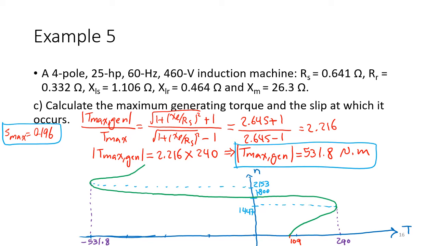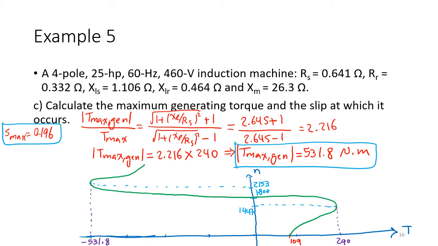Any question? What was the criteria where we can no longer ignore RS? As long as XL over RS is greater than 5, it's a good idea to ignore RS. If not, it's not a very good idea. It usually happens when the rating of the motor is greater than 10 kilowatts. Usually you can ignore it. The criteria holds. But for smaller induction machines, usually it doesn't hold.